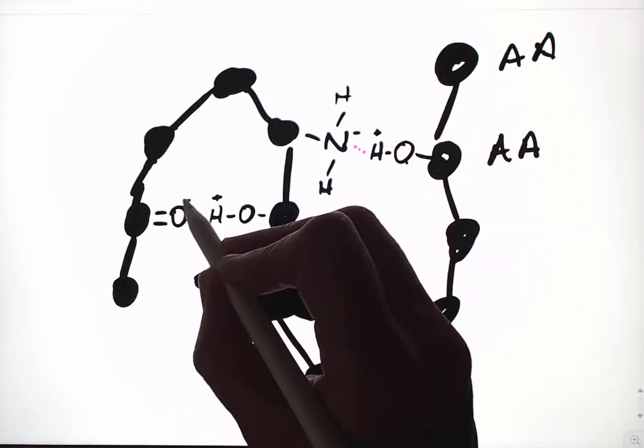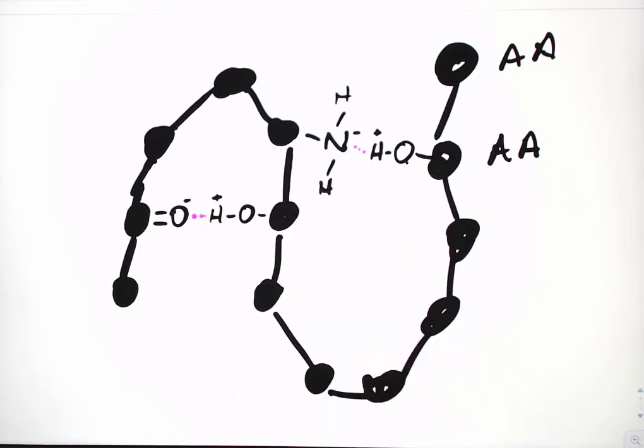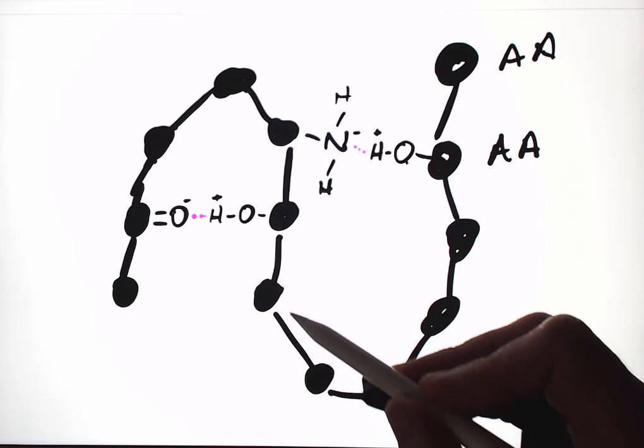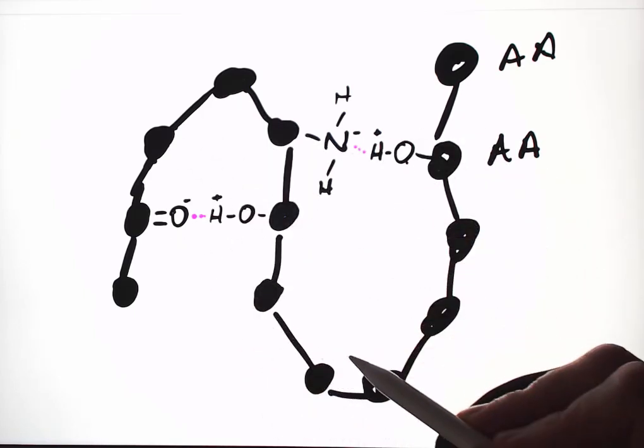Here, a double bond oxygen, a little bit negative, and an oxygen bound to hydrogen make another hydrogen bond. A major cause of the structure of proteins is the hydrogen bonds that form to hold different parts of a protein closer to each other.